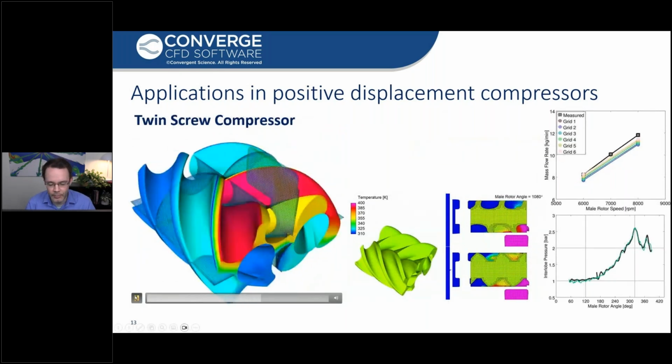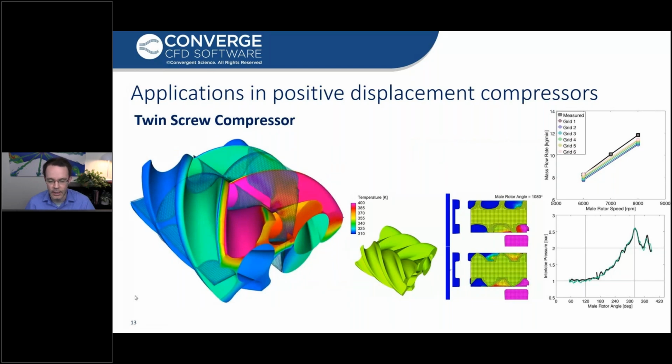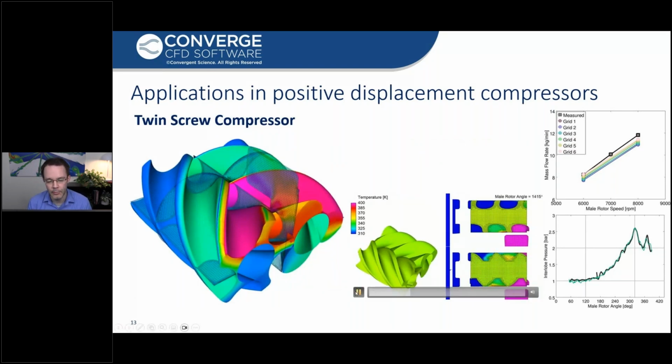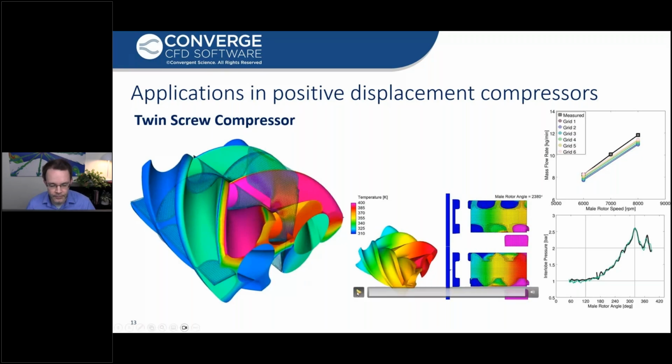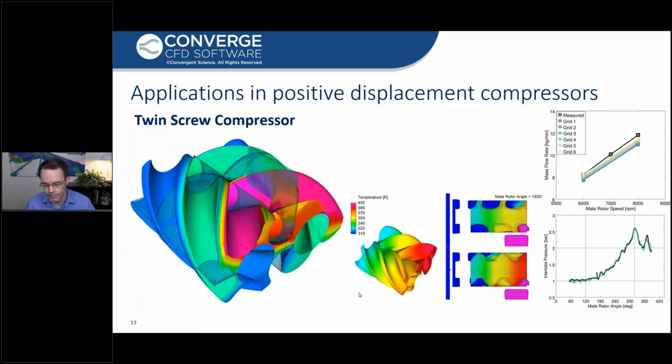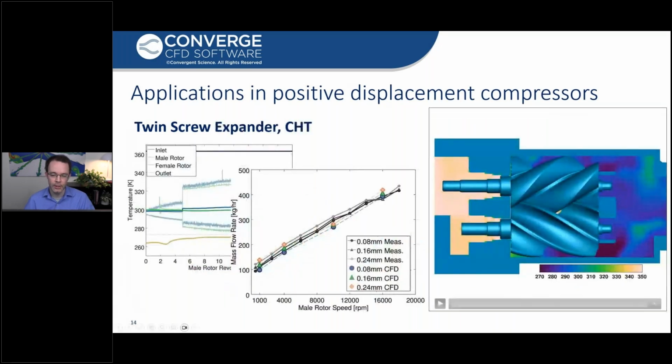An additional level of geometry complexity can be introduced in the case of a twin screw compressor. In this case, we have a complex 3D helical screw shape on both the male and the female rotors. As they rotate, compression pockets are formed that progressively squeeze the gas up to the discharge point of the cycle. And in this case, we've demonstrated not just measuring the pressure inside of the chamber and the mass flow rate, but also to accurately predict the temperatures of the rotors despite the large discrepancy in the time scale for those two processes, using Converge's unique supercycling feature.